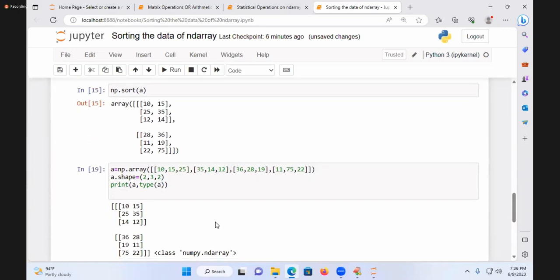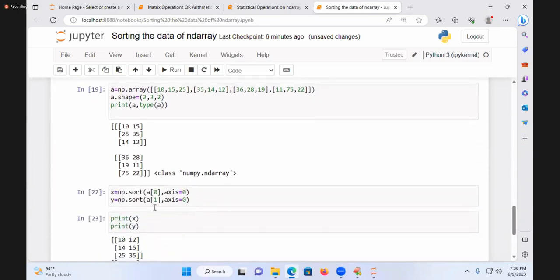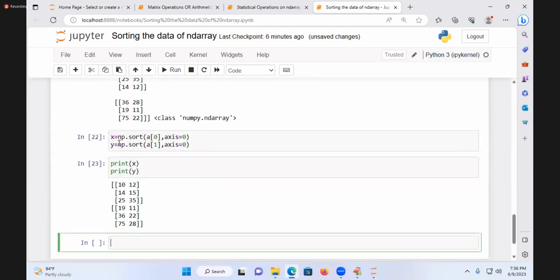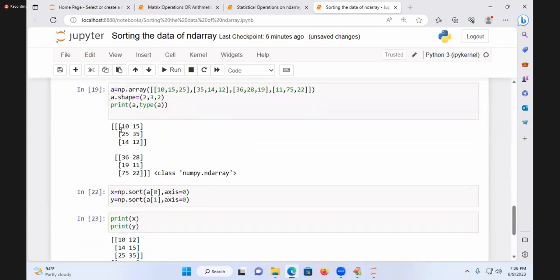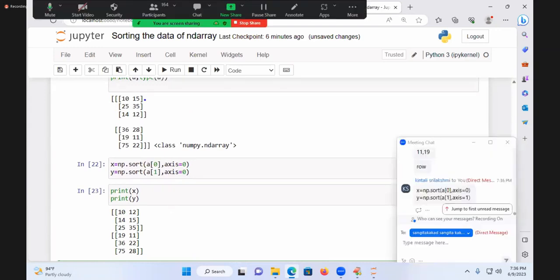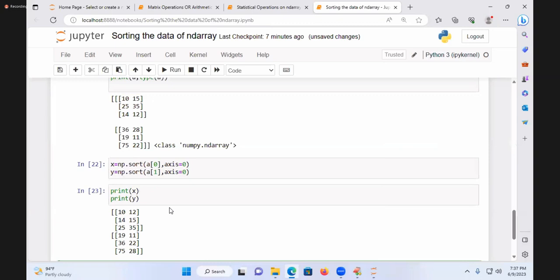Now, if we want column wise, I did our own sorting technique. We applied our technique. A of 0, axis is equal to sorted A elements 10, 12. So 10, 12, 14, 15, 25, 35. Okay. Total elements are sorted. Correct? Total elements are sorted. What is this A of 1? 19, 11, 36, 22. No students, something went wrong.